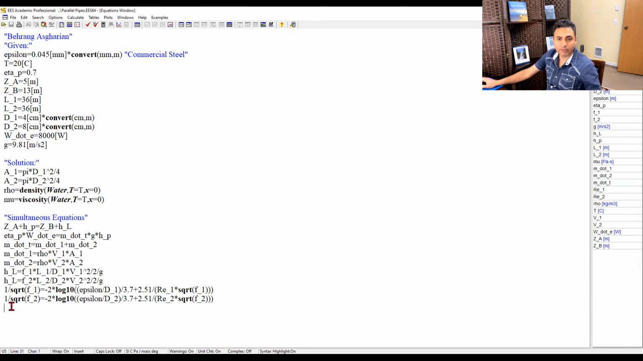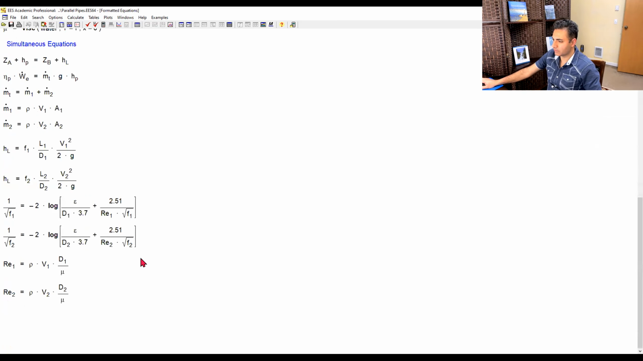Two equations are left, and that's the Reynolds number equation. Reynolds 1 is supposed to be rho times V1 times D1 over mu, and Reynolds 2 equals rho times V2 times D2 over mu, like this. Okay, look at this. That is good.